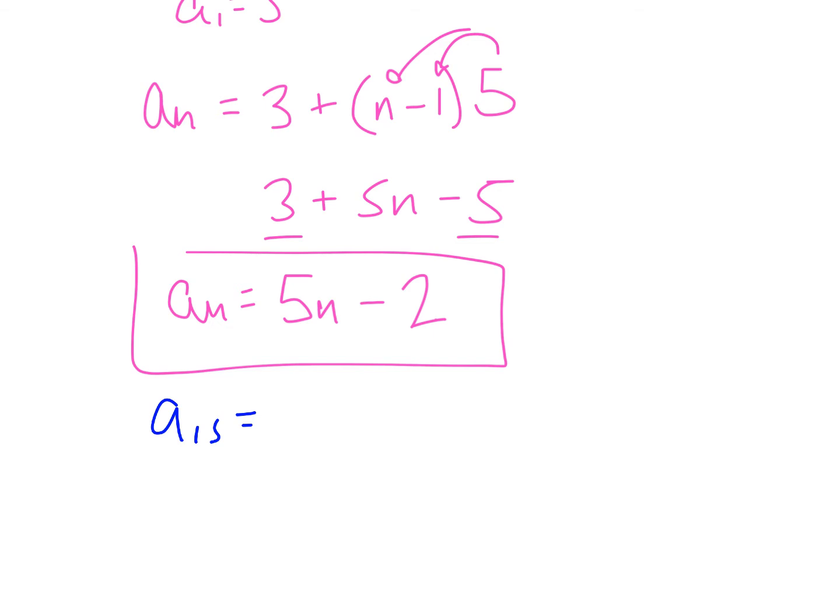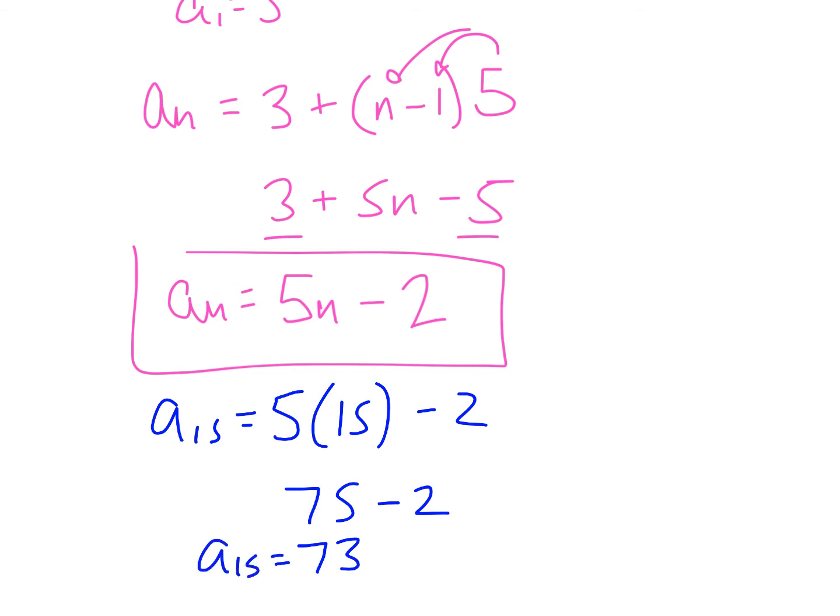So what am I going to plug in for n? 15. So 5 times 15 minus 2. What's 5 times 15? 75. And 75 minus 2 would be 73. So our 15th term of this sequence is 73.